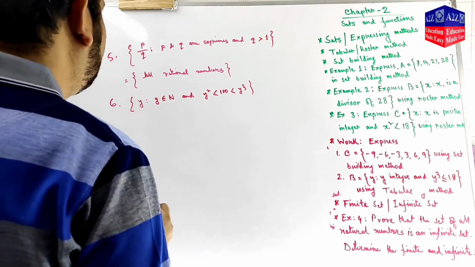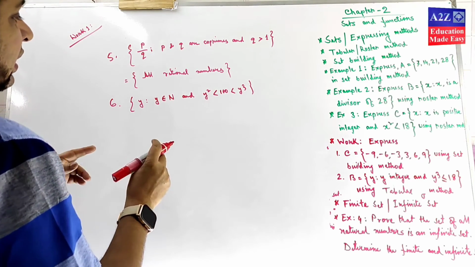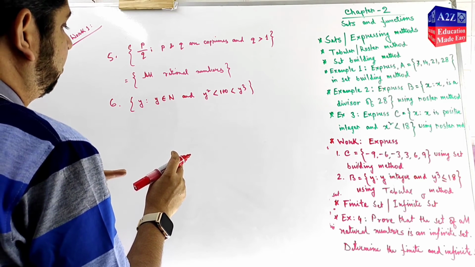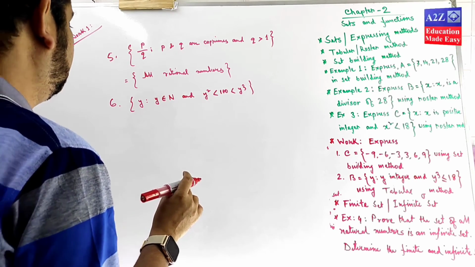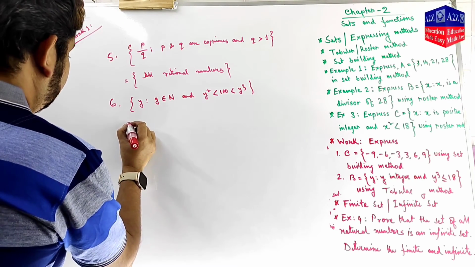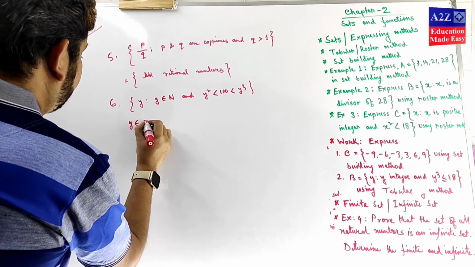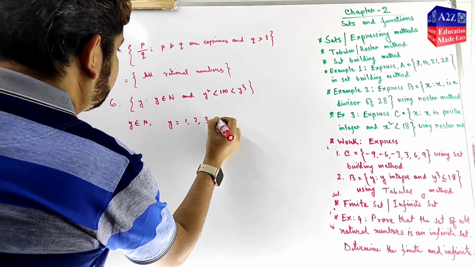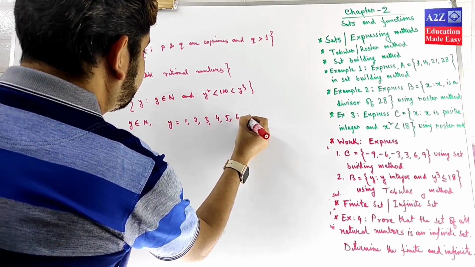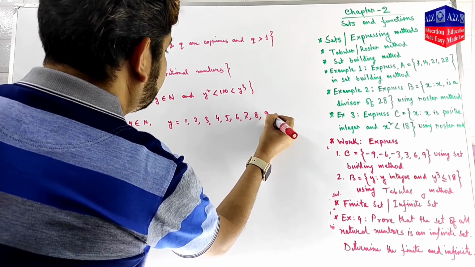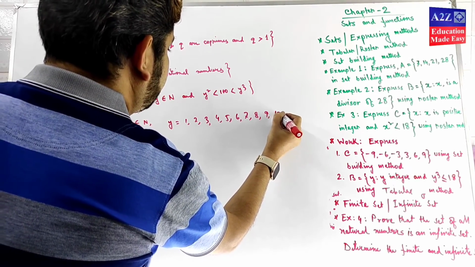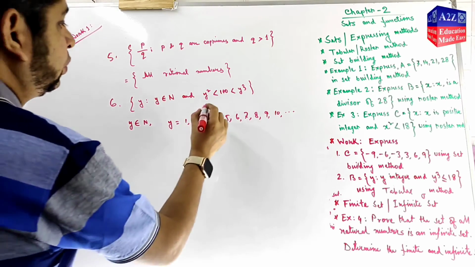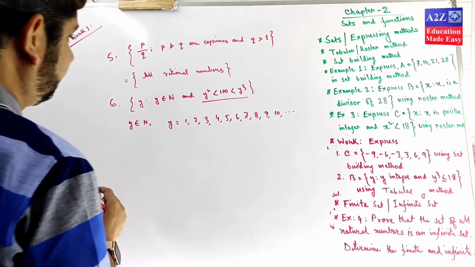But I would like to convert this set into a set using the roster or tabular method, then it will be very clear to you. Since y belongs to N, I mean all natural numbers, therefore y equals 1, 2, 3, 4, 5, 6, 7, 8, 9, 10, or something like this. Now I would like to test these conditions or properties.